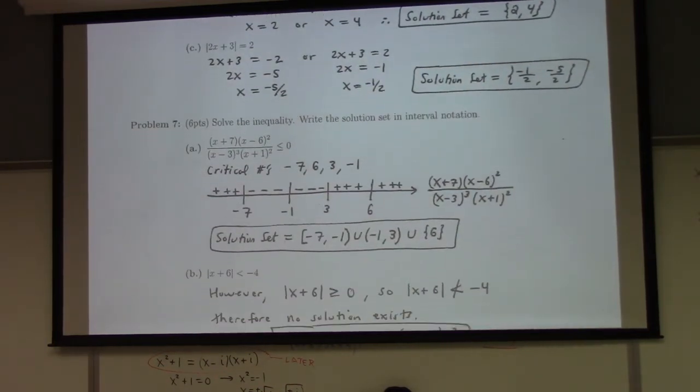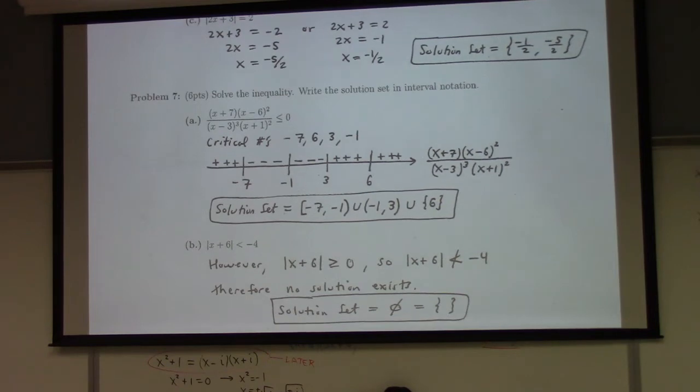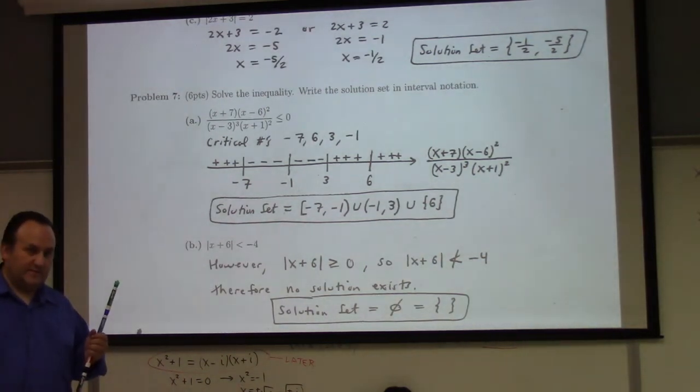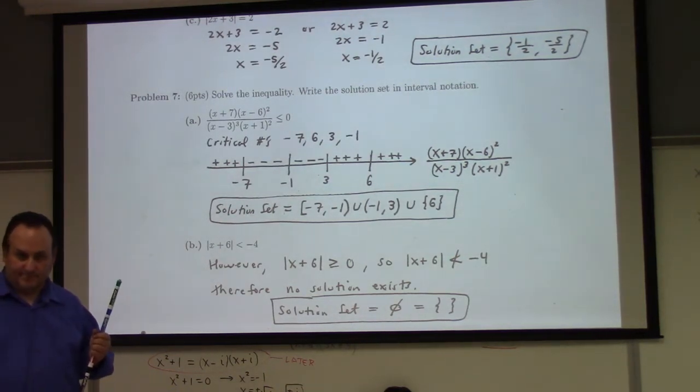There it is. Yes, I would say there are two things that stand out in my mind that the class needs to work on as a whole. The one is completing the square. The other is the nonlinear inequality method, right?